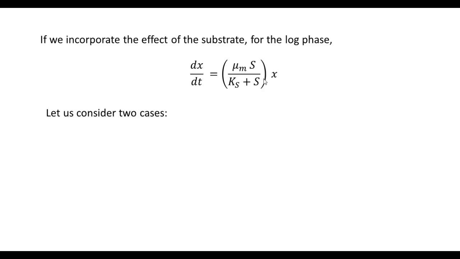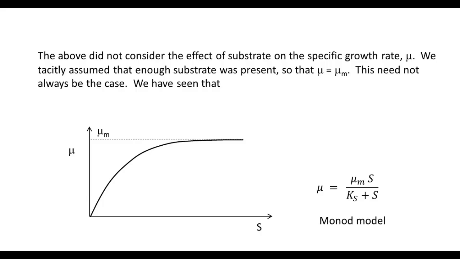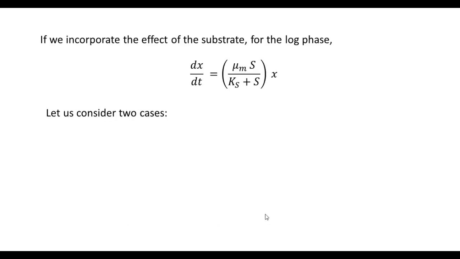Now, let us consider two cases for ease of analysis. The first case is that the substrate concentration is much greater than the Ks value. Recall this, Ks is the substrate concentration at which we got half maximal growth rate. What we are saying is that we are somewhere here where the substrate concentration is much higher than Ks. That is the condition that we are looking at first. If that is the case, then Ks plus S is approximately equal to S. I will tell you how this happens mathematically.